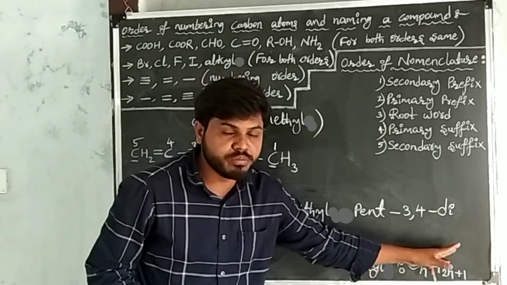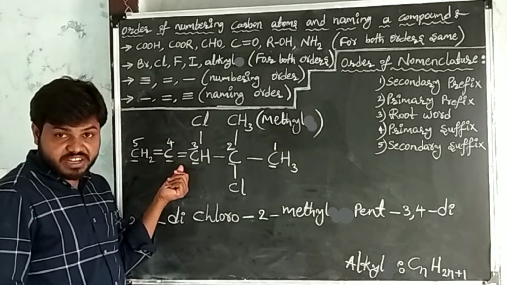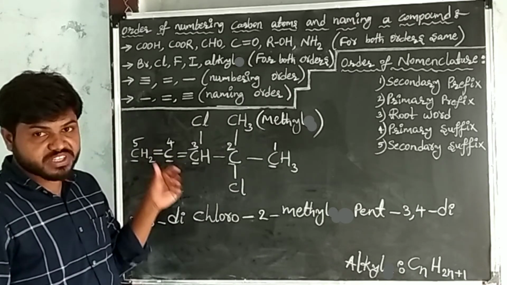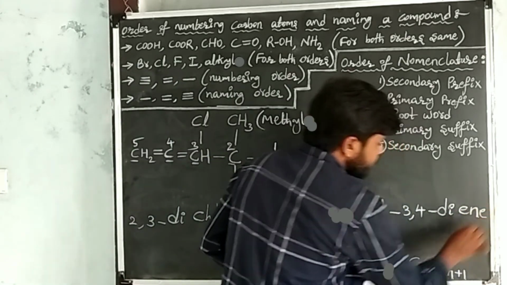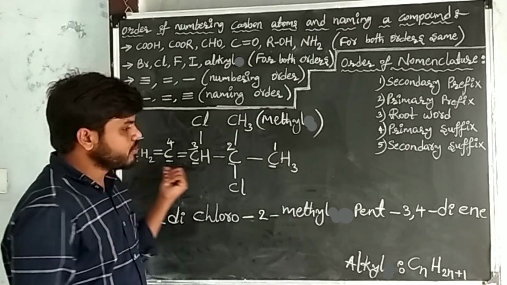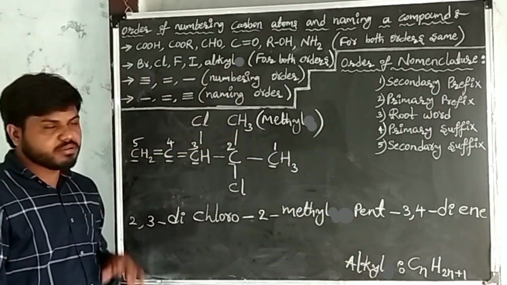After writing the numerical prefix, write the prefix of the double bond. The primary prefix of a double bond is en. Okay, now I have written the prefix of the double bond.